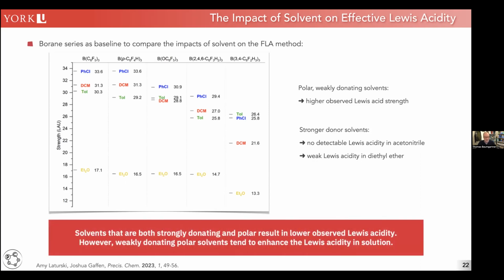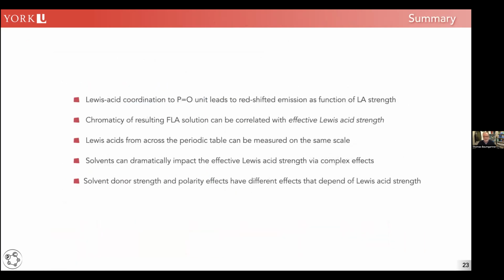And ultimately, the bottom line here is that solvents that are both strongly donating and polar result in a lower Lewis acidity, whereas weakly donating polar solvents tend to enhance the Lewis acidity in solution.